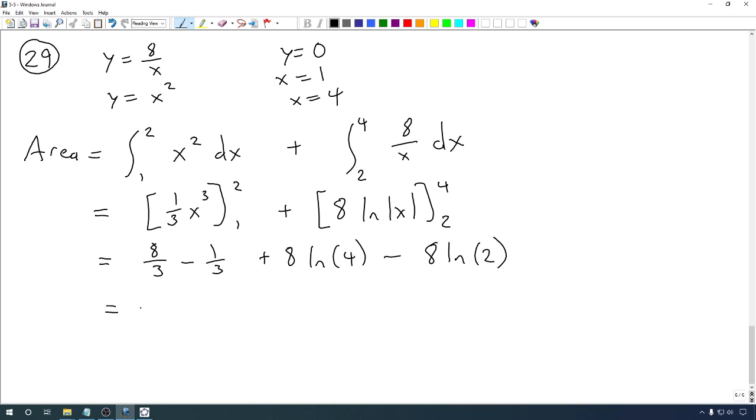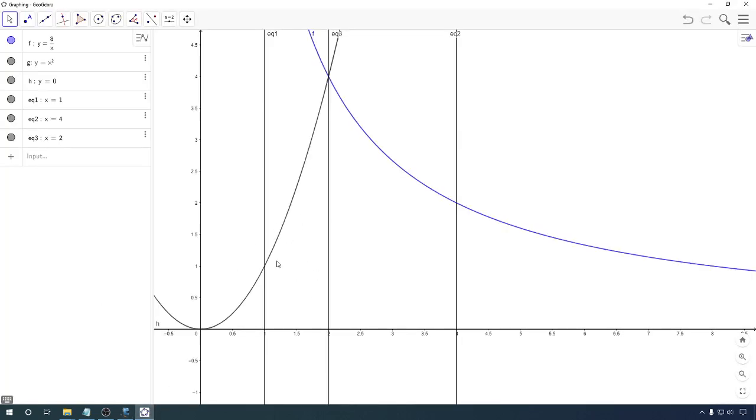And you could say that's our answer, but we could go ahead and simplify things. 8/3 minus 1/3 is 7/3. Here, a difference of two logarithms is actually a logarithm of a quotient. We could take this as 8 times the natural logarithm of 4 over 2, which we can simplify down to the natural logarithm of 2. So, an easier way of writing that one down. And really, we can see exactly what's going on here. The first region has an area of 7/3. The second region has an area of 8 times the natural logarithm of 2.